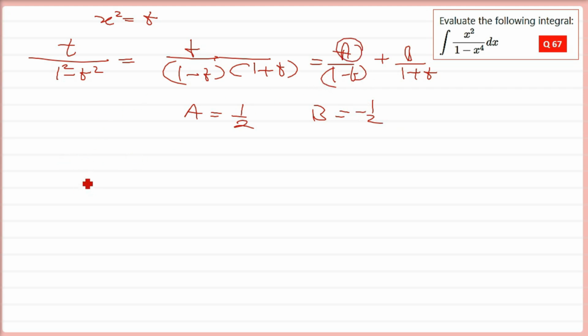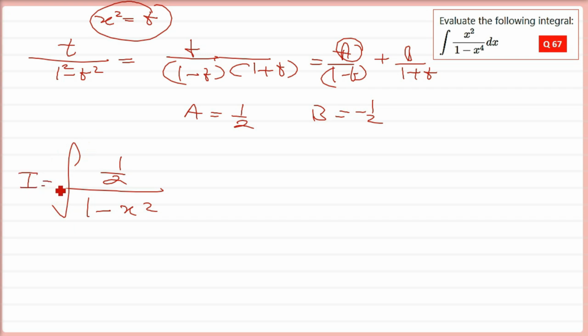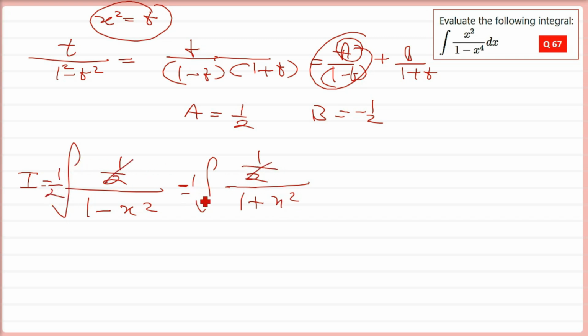So I'll put a as half here. This will be half divided by 1 minus t. Now you don't have to write t. You have to replace this by x square now, because we are now starting to integrate again. For this b, negative half will come. So this negative I am bringing in between, half in the numerator, 1 plus x square in the denominator. Now half you can bring in here. This half you can bring in here.